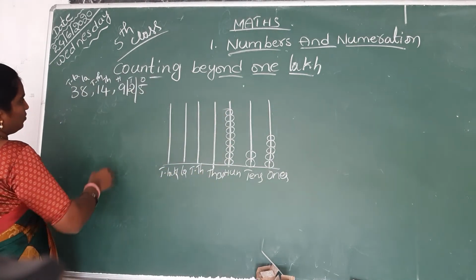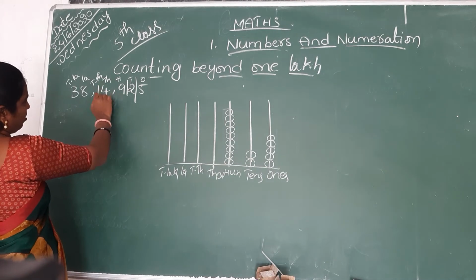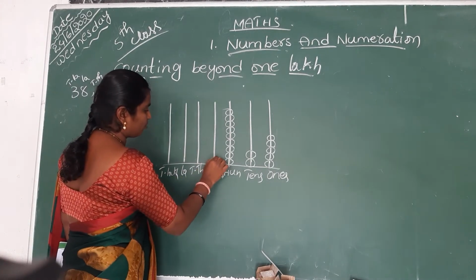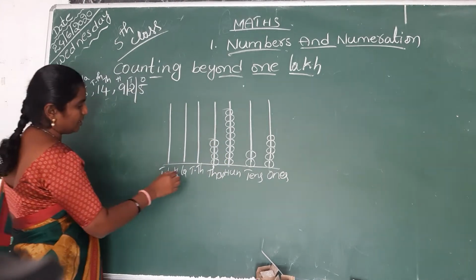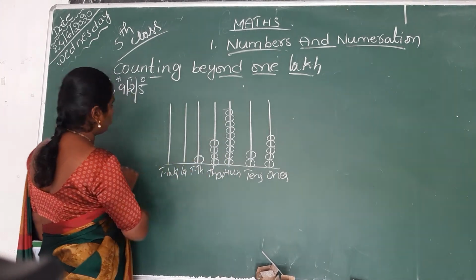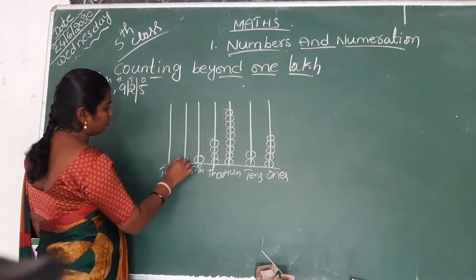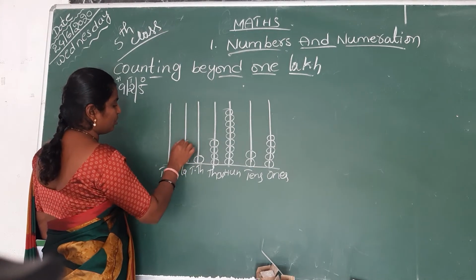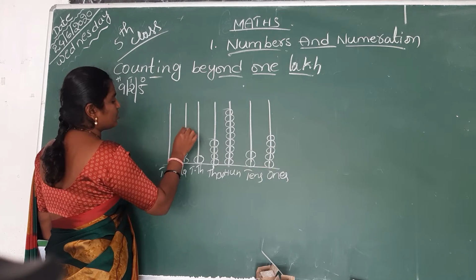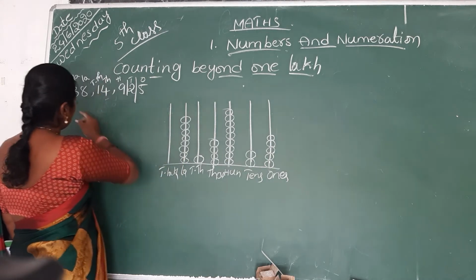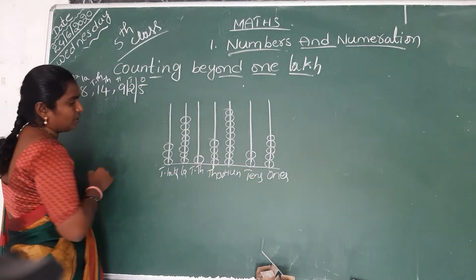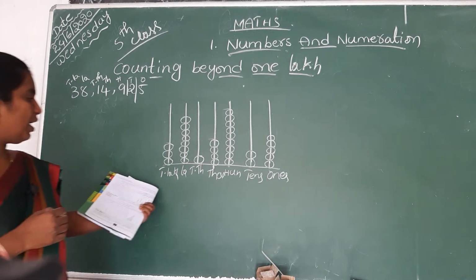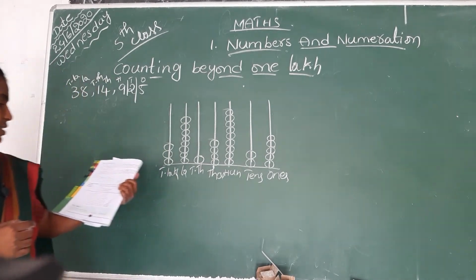Next, hundreds place over. Thousands place. Which number is there? 4. You have to draw 4 balls. 1, 2, 3, 4. Next 10,000s place. Only one is there. 1 ball. Next lakhs place. 8 balls. 1, 2, 3, 4, 5, 6, 7, 8. Next last, 10 lakhs, 3 is there. We have to draw 3 balls for this number. So this is called an abacus system.